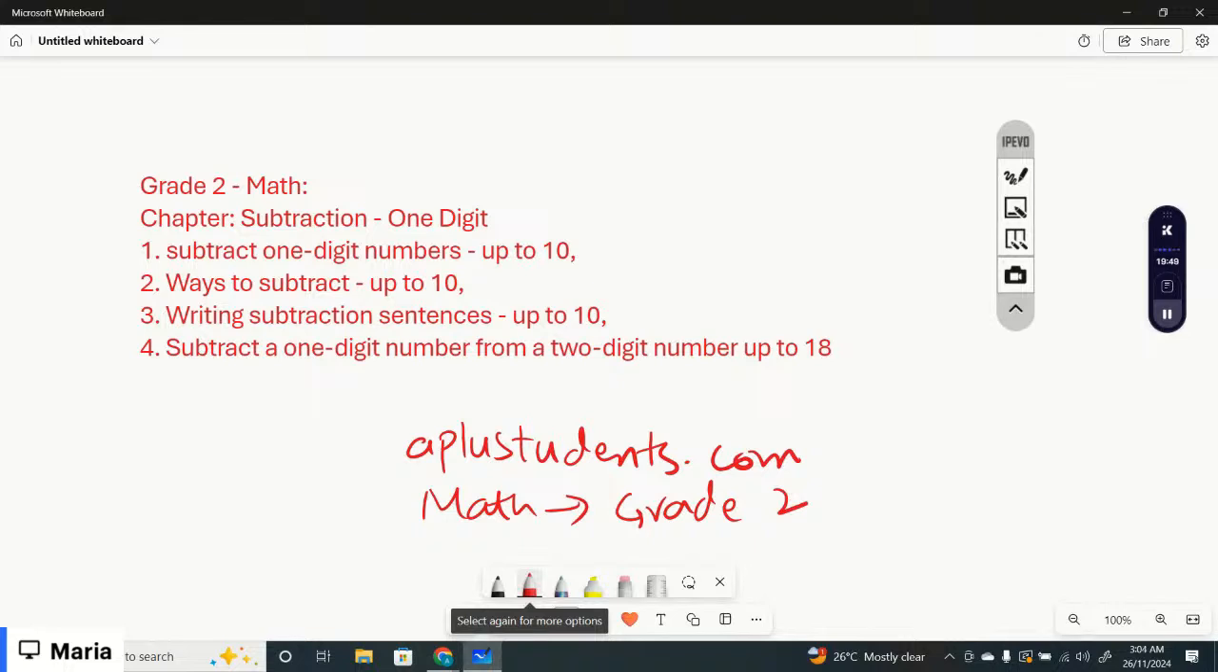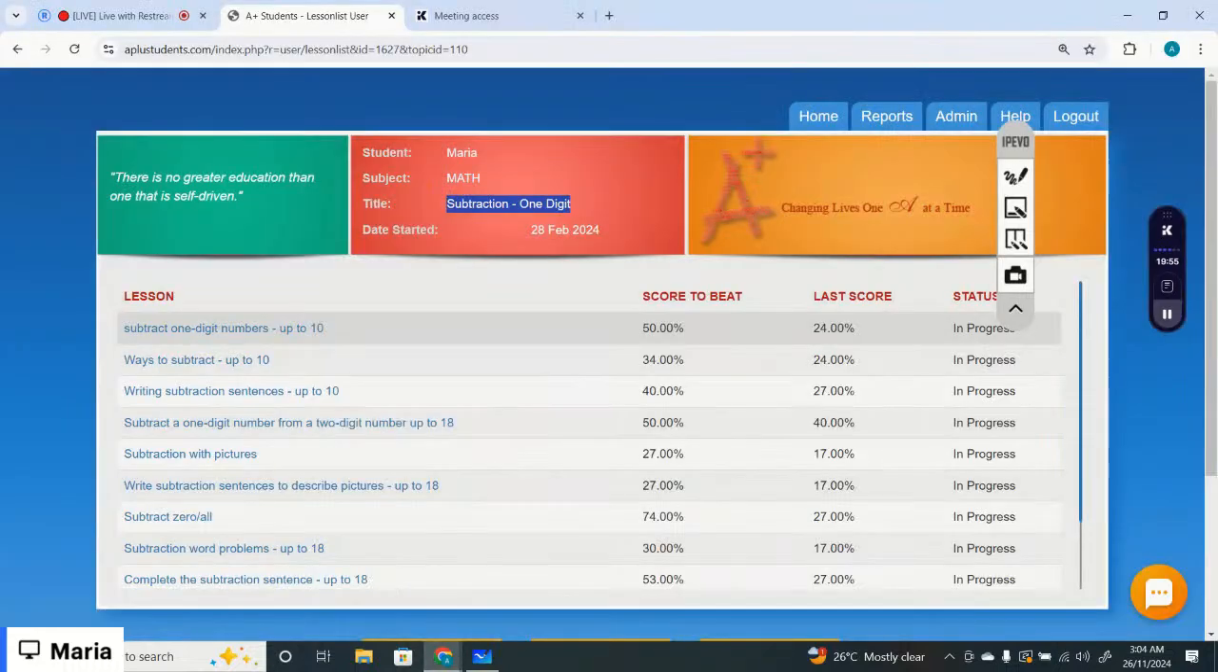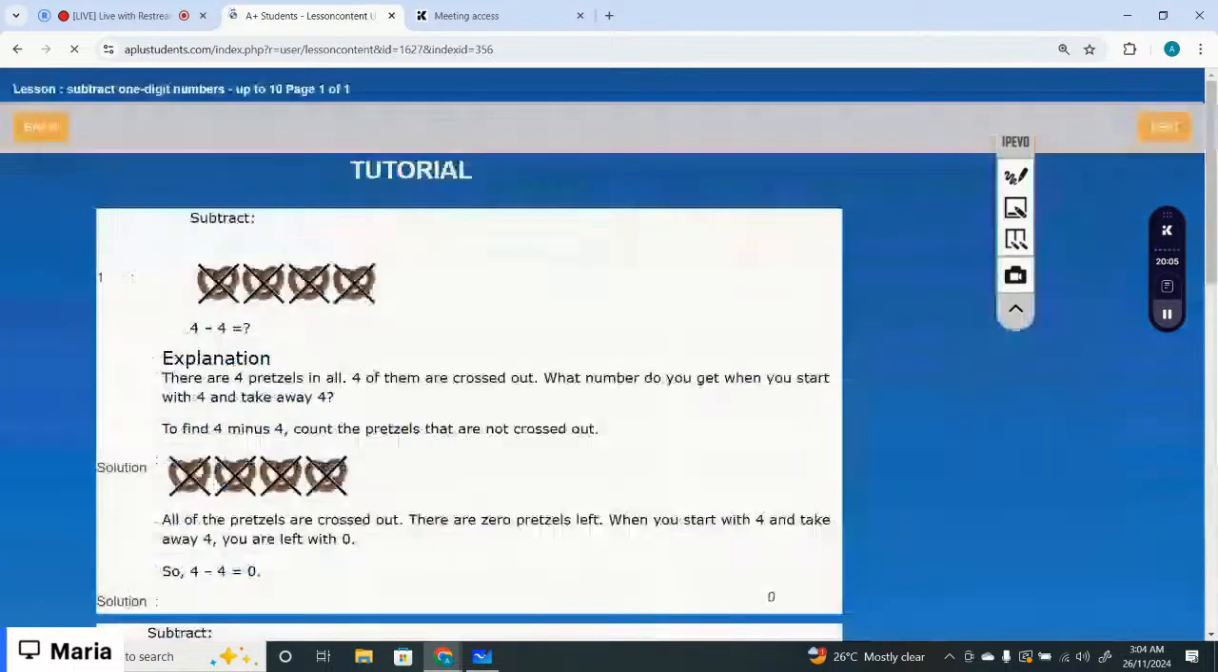Please make sure you have your notebook and pencil so that you can note down the important examples and definitions as well. Here I am on Grade 2 Math. The chapter we are on right now is Subtraction One Digit. Let's just start with the lesson that is subtract one digit numbers up to 10. Okay, subtract.